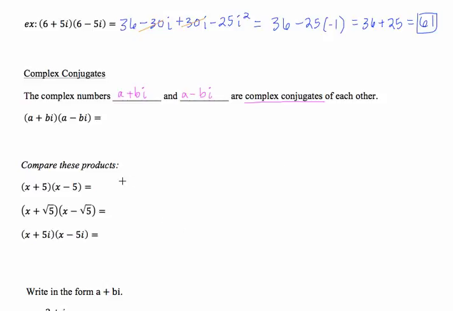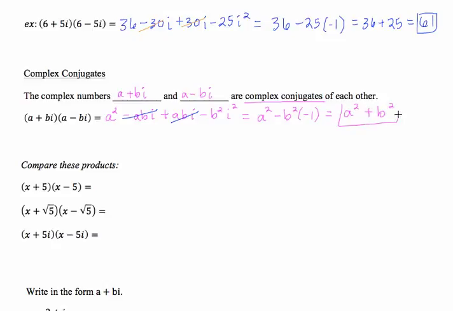Okay, now in general, let's do a more general example like this last one. If you multiply together a plus bi times a minus bi, let's FOIL again. You'll have a squared. Outside terms are minus abi. Inside terms are plus abi. And the last two terms are minus b squared i squared. So those middle terms will always cancel. And that i squared is negative 1. So you have a squared minus b squared times negative 1, or more simply, a squared plus b squared.